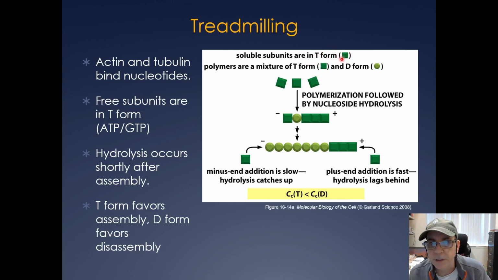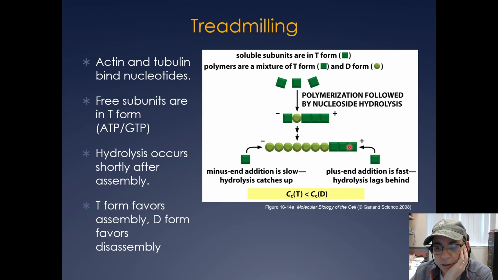And here it's called the T form. Okay, and when you start to add those together, the nucleotide triphosphate form is actually what assembles. Okay, and then it starts to undergo hydrolysis, where the GTP and the ATP are hydrolyzed.